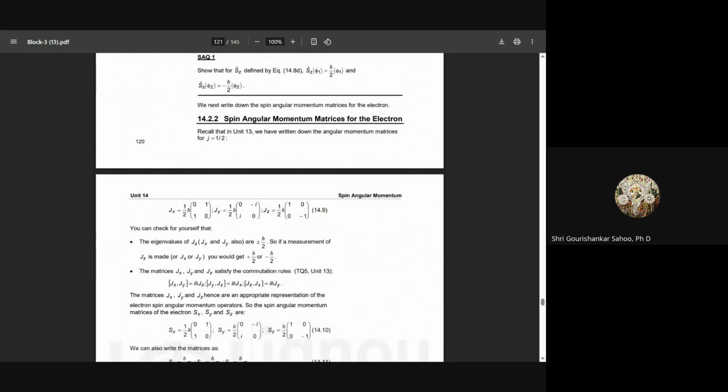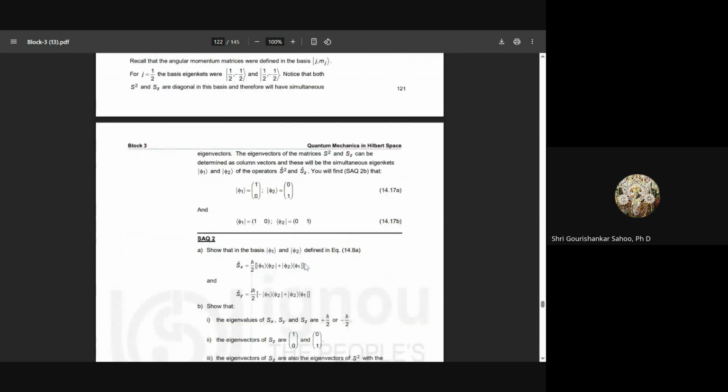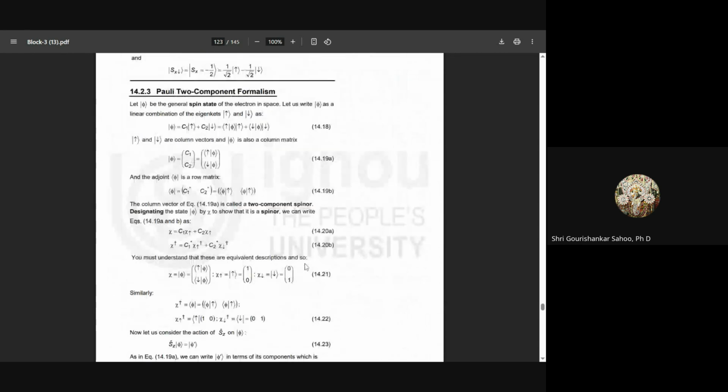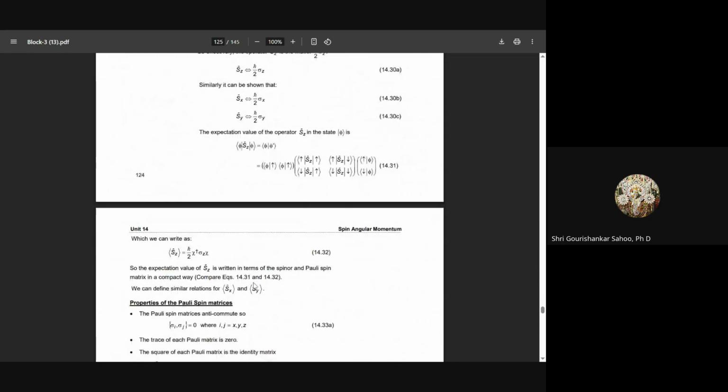Spin angular momentum matrices for an electron, you can see here Pauli matrices. It is popularly known as Pauli matrices. Sigma x is equal to 0 1 1 0 in matrix format. Sigma y is equal to 0 minus i, i 0 in matrix format. Sigma z is equal to 1 0 0 minus 1 in matrix format. So this is very important in quantum mechanics. So spin has two states, spin up and spin down, and this can be represented as shown in the picture.